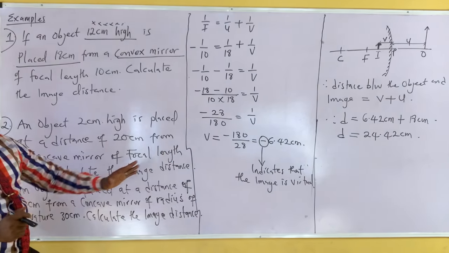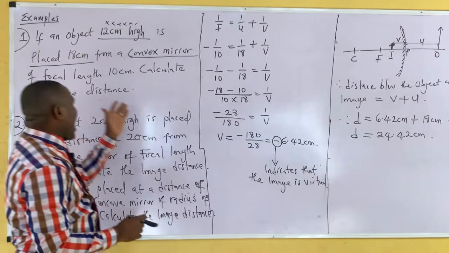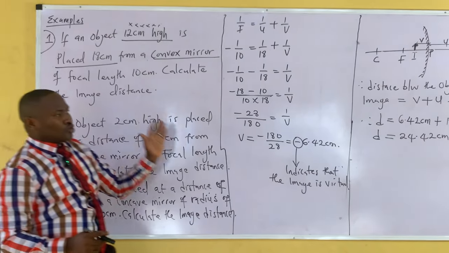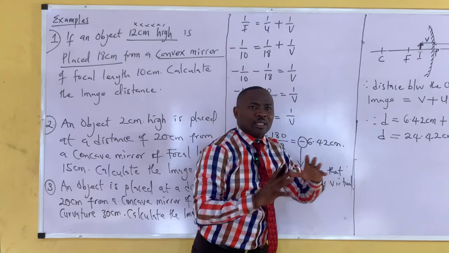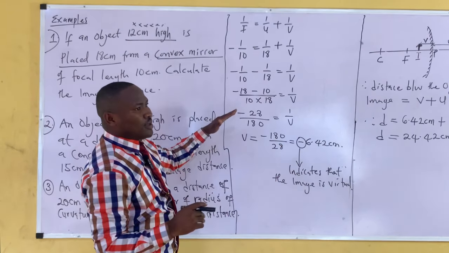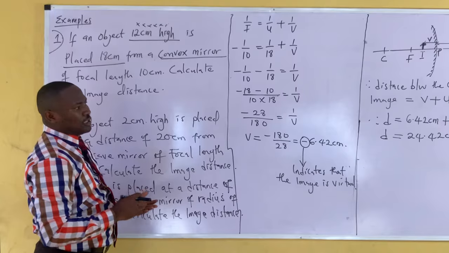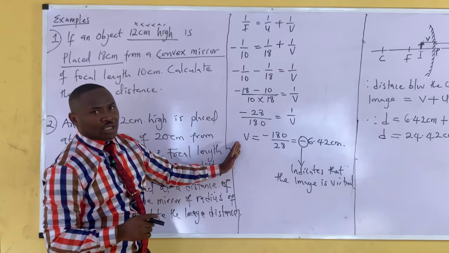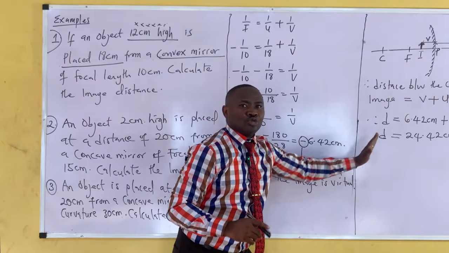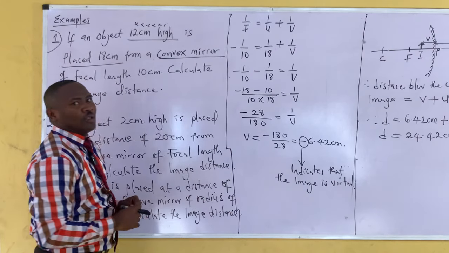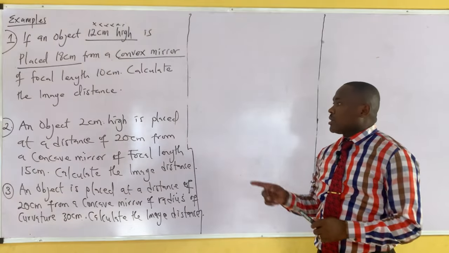So this is a further question that we were not asked here, but I went further to just show you how the distance between the object and the image can be calculated. But this was what our question asked us. I just went further to show you how it can be calculated. Thank you. Now let's look at question number 2.